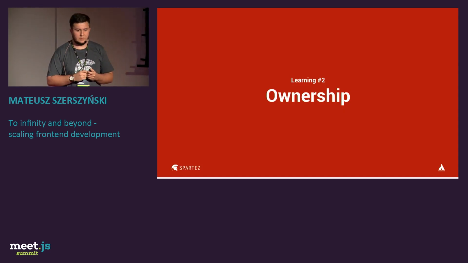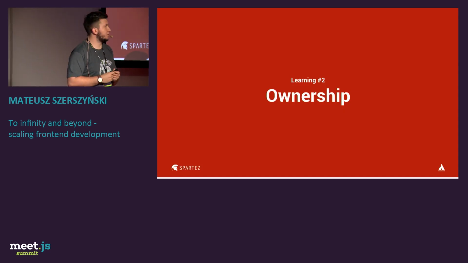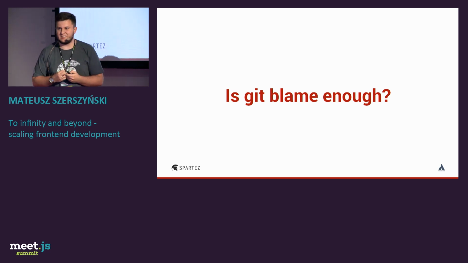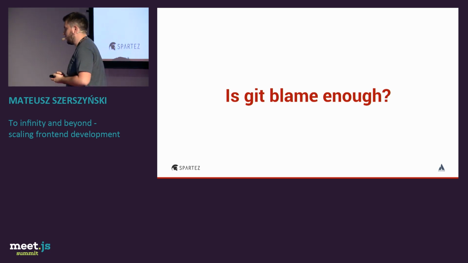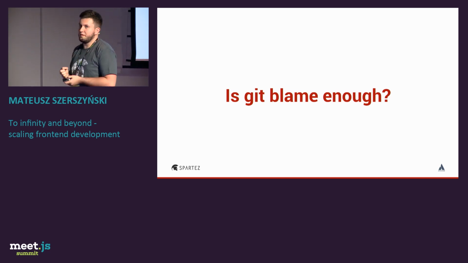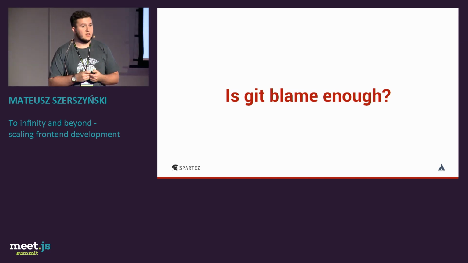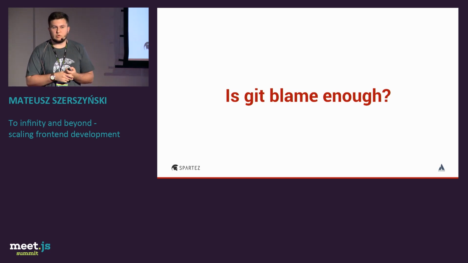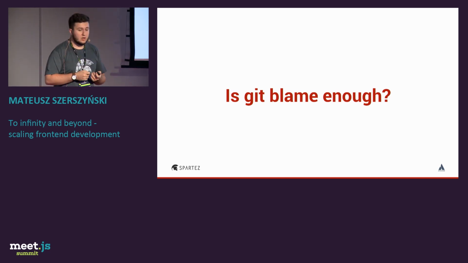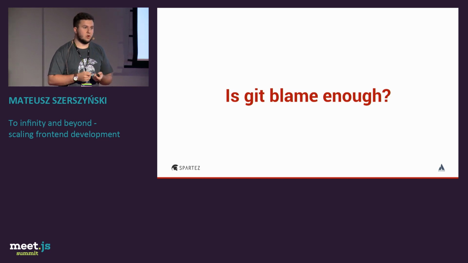So what's the second learning? Second learning is ownership. So sometimes Git blame is enough. It's an awesome tool, but what happens if you work on some part of code 2 years ago? What if you work on this part of code 3 years ago? You most probably would not remember what happened there. You were not aware of what's going on.